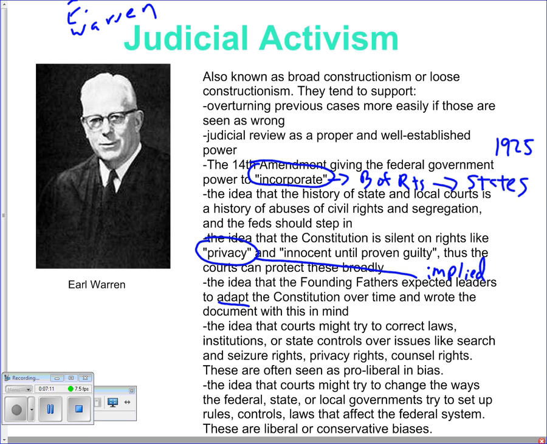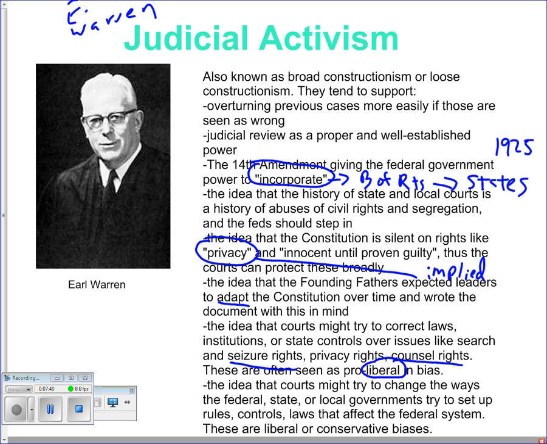Activists also believe the courts would correct these laws, or state controls over issues like seizure rights, privacy rights, counsel rights. So we're talking like Fourth Amendment, Sixth Amendment here, that this is a living document, these rights can be applied more broadly. They're usually seen as having a pro-liberal bias. You'll hear about activist judges that generally Democrats want to appoint. No Democrat will ever say that, however.